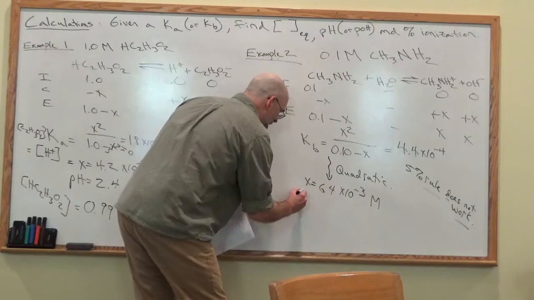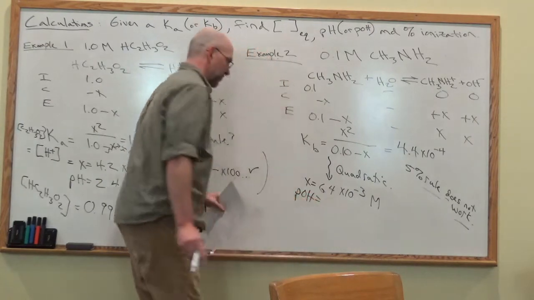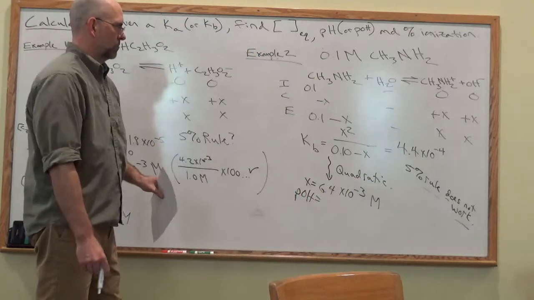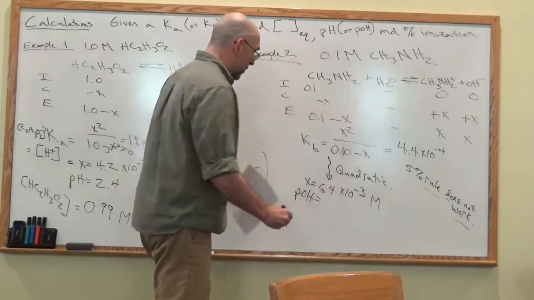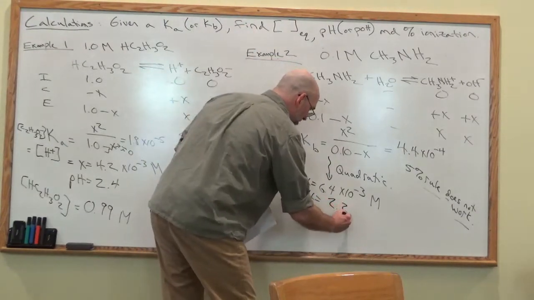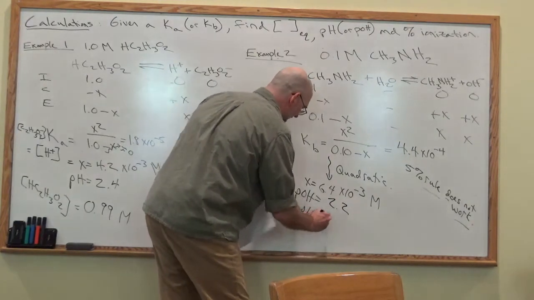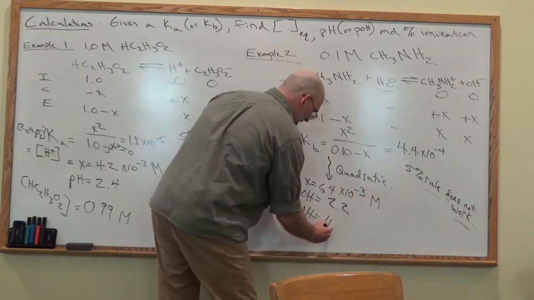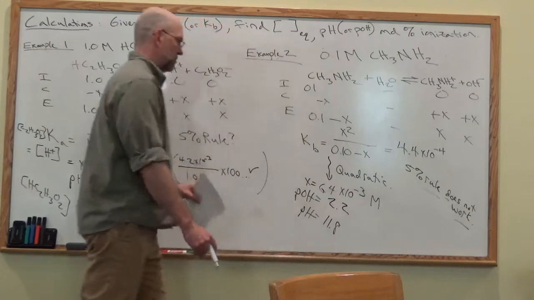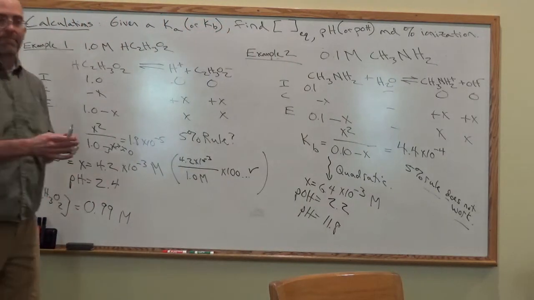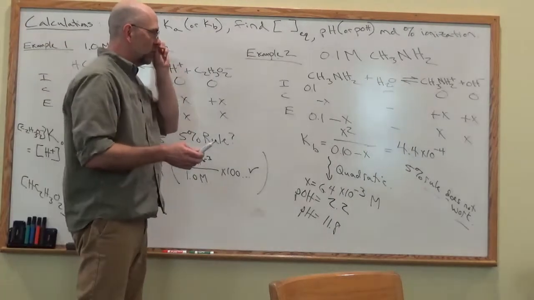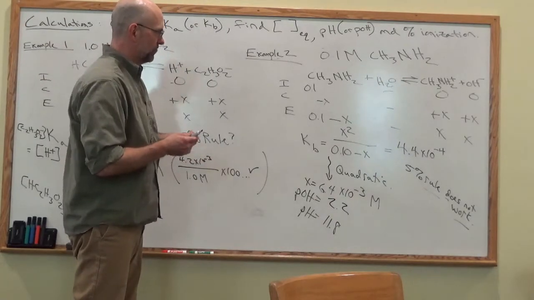And then the POH would be the minus log of this. So you get the POH of 2.2, which means you have a pH of 11.8. That is a classic type of problem I would expect you to be able to do.